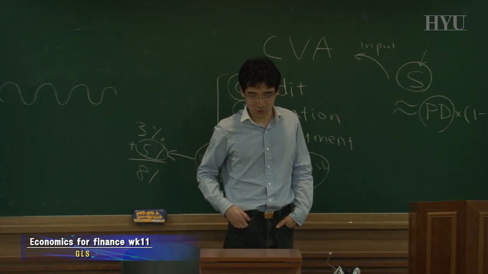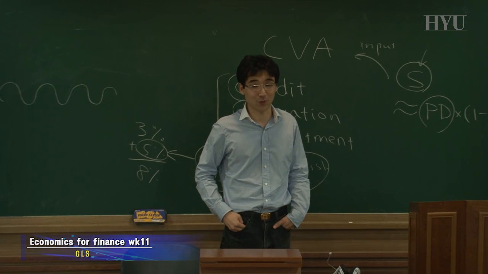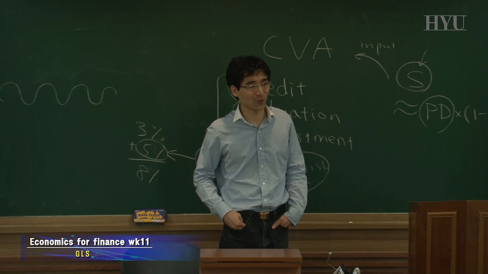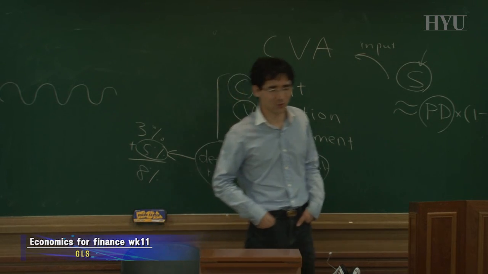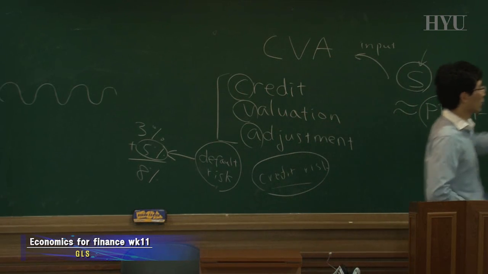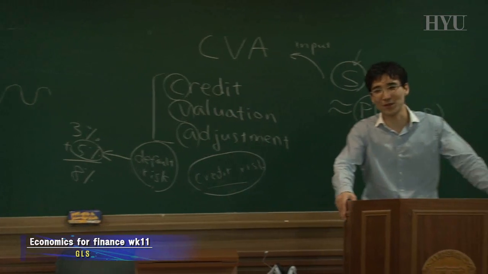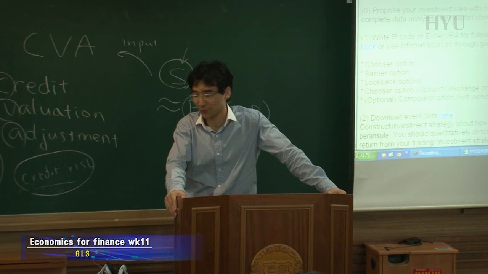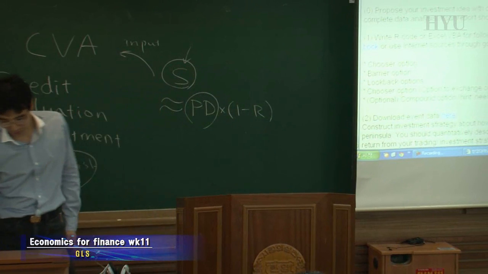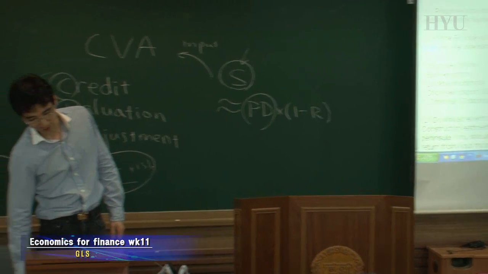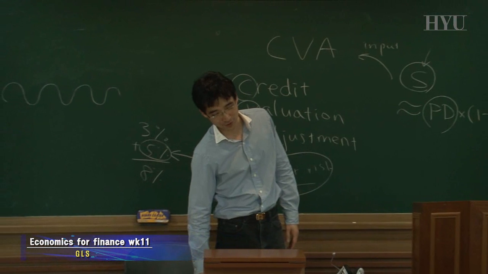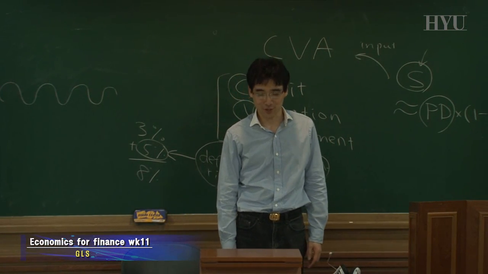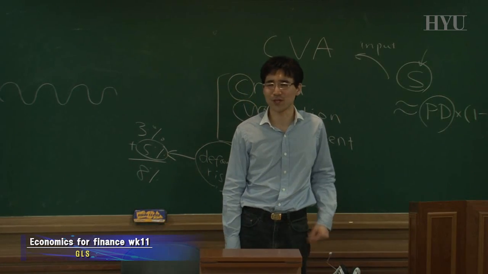You don't have to know what is the chooser option, what is barrier option, what is lookback option. All you need is just a formula. And for this formula, actually you don't even need the book. If you Google those concepts, you can find the formulas very easily. And there is an optional question, compound option. It is difficult, so it is optional. But if you solve this problem, you will get a higher grade.